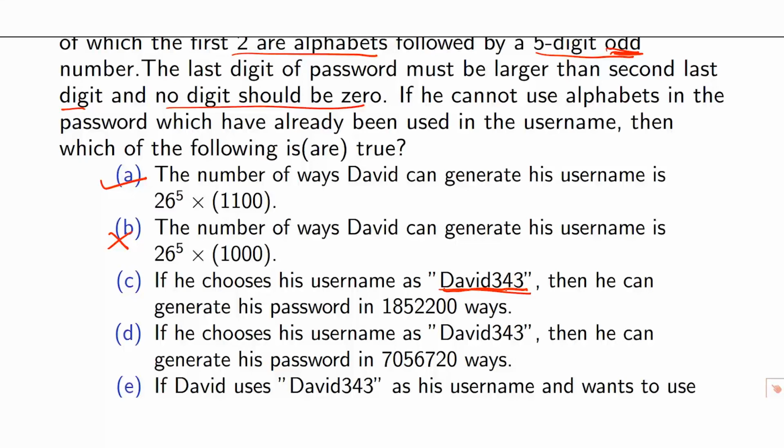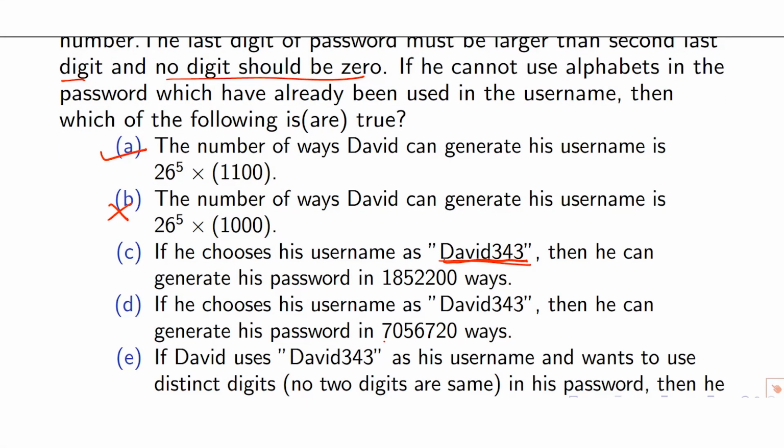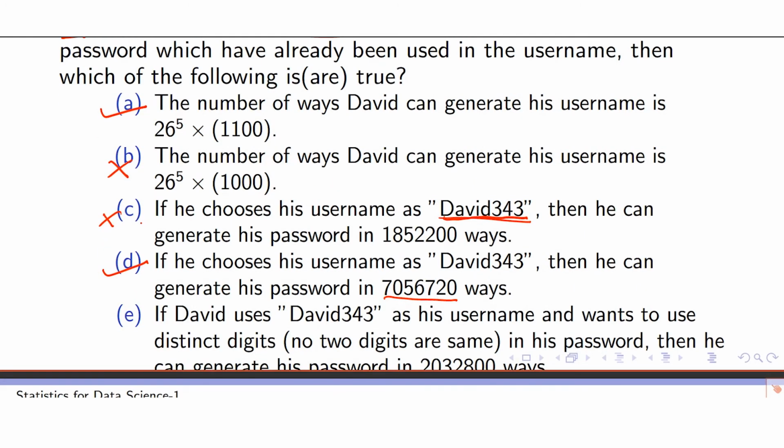So if he chooses David343 as his username, then the number of ways will be 7056720. Option D is right, option C is wrong. And for option C, the restriction is given that he uses David343 as his username. He wants to use distinct digits, no two digits are the same in his password, then he can generate his password.